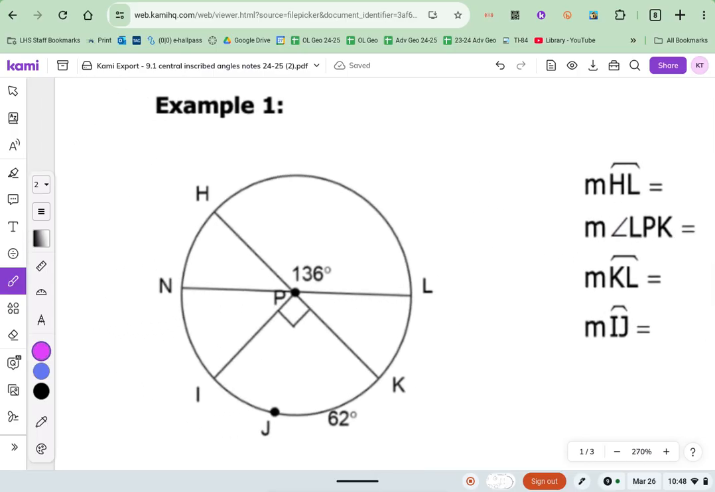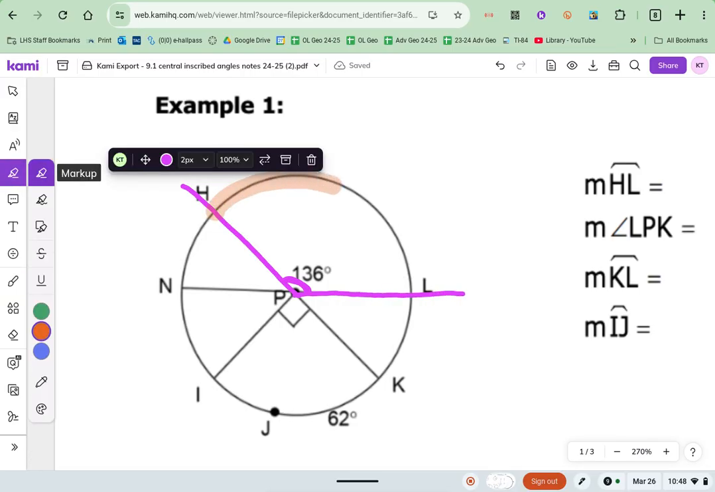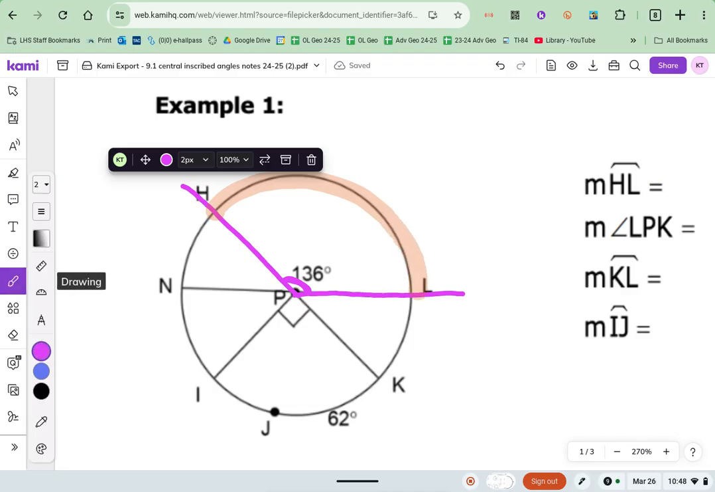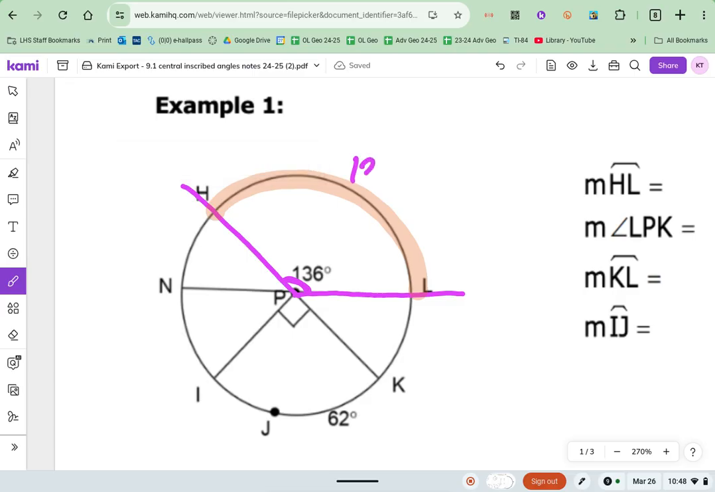For example, if we look at this inscribed angle right here, I'm going to trace out my angle arms to see how much arc it's intercepting. The intercepted arc of that angle is right here. And if that angle is 136 degrees, that means that arc HL is also 136 degrees. I'm writing that in my picture because we might use it to help us find something else later.